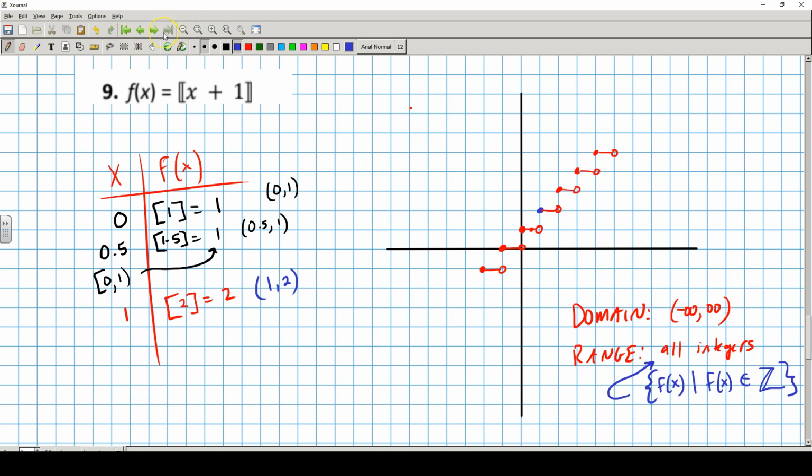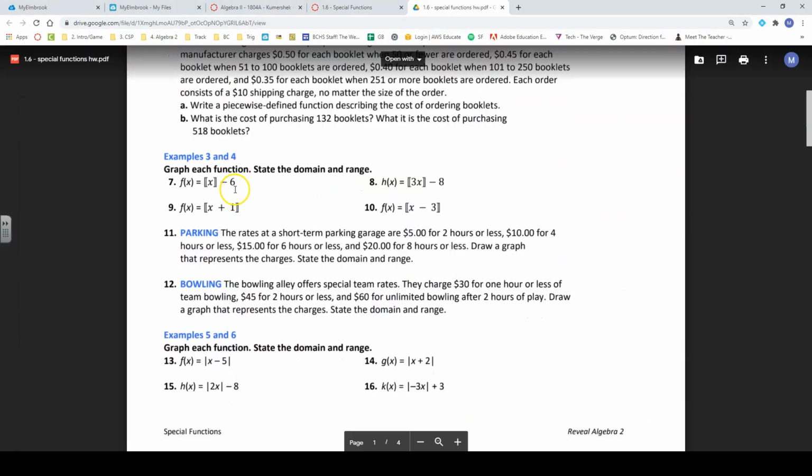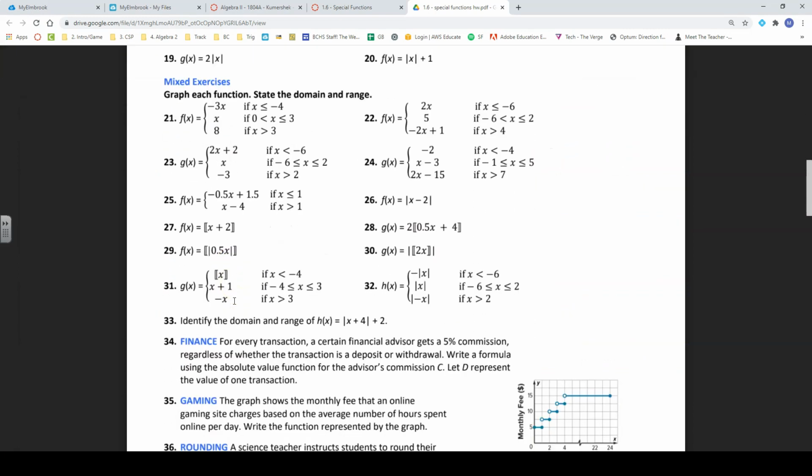All right, so I hope that clears things up a little bit for the greatest integer function. You should be able to complete these. Number 29 is a little different because you have an absolute value inside of the greatest integer function. So try to do that one, but whenever you plug in for an x value, that output is always going to be positive, even if you plug in a negative.